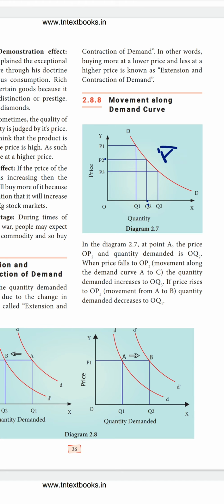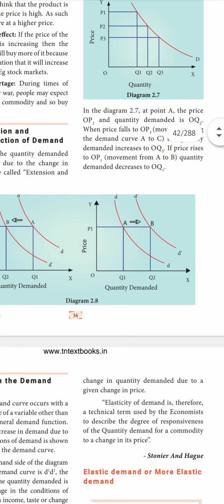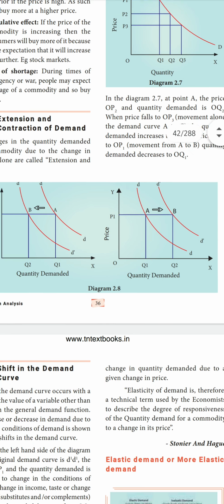But if the price decreases from P2 to P3, the demand for the product will increase up to Q3. If the price increases to P1, then the demand for the product will decrease to Q1. Okay, this is what we are explaining there. Next we will move on to the shift in the demand curve. Here also we are going to explain extension and contraction of demand.